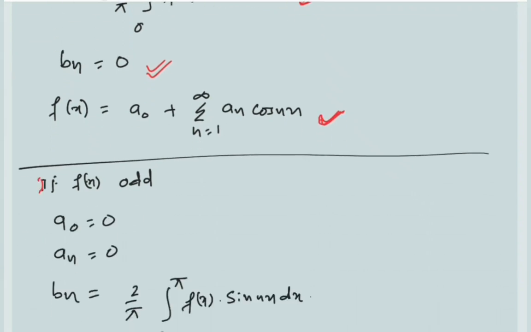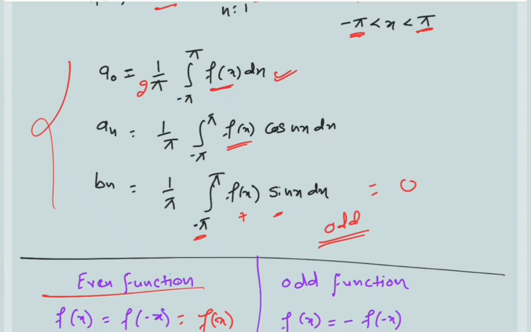Similarly, if f(x) is an odd function, again you go to this expression. If f(x) is an odd function, over the minus pi to pi interval this integral will be 0. And in the a n expression, f(x) is odd, meaning minus, and cos n pi x is plus. So overall, minus times plus is minus. Minus means odd function. So the a n value will also be 0, because over the interval minus pi to pi, if the function is odd, this integral value will be 0. So you will get a naught and a n both equal to 0.